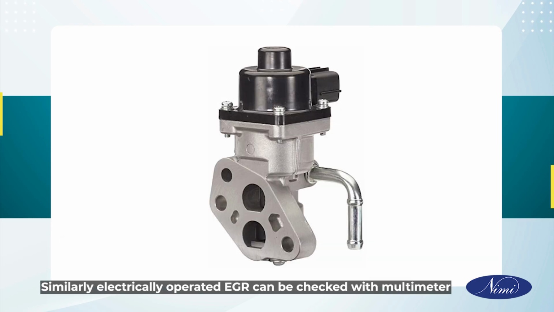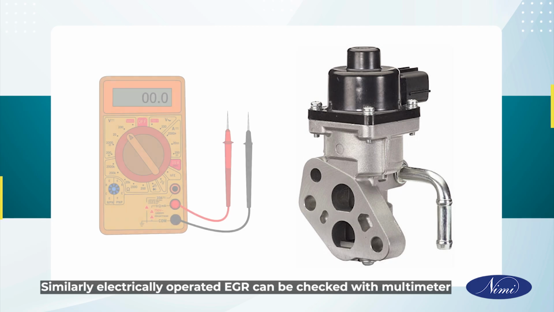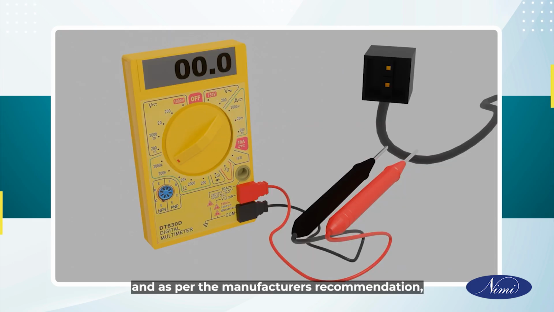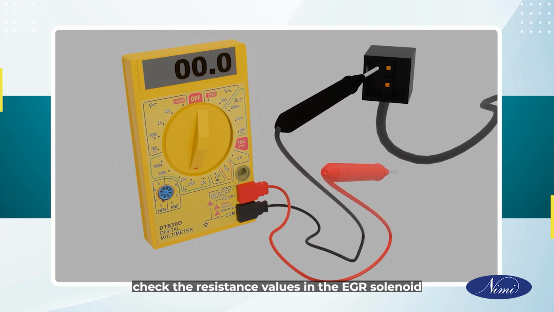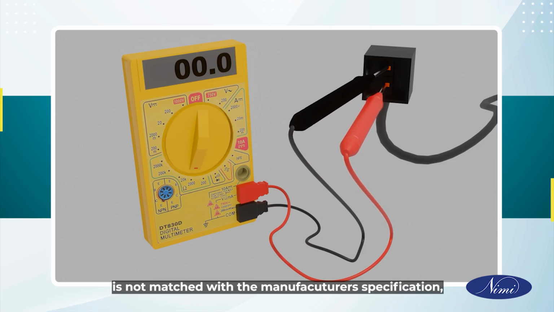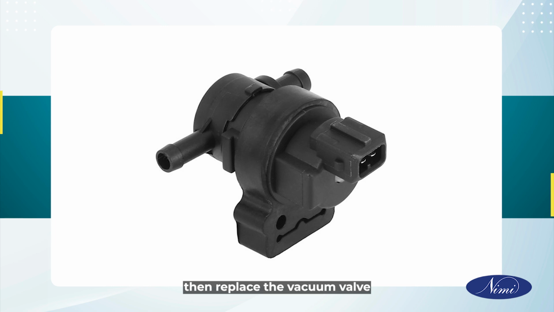Similarly, electrically operated EGR can be checked with a multimeter. Take a multimeter and, as per the manufacturer's recommendation, check the resistance values in the EGR solenoid. Suppose the obtained value does not match the manufacturer's specification, then replace the vacuum valve.